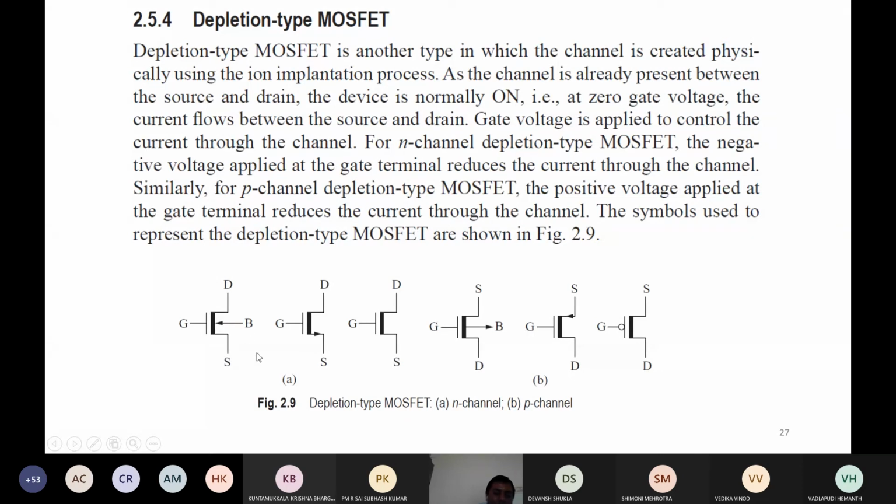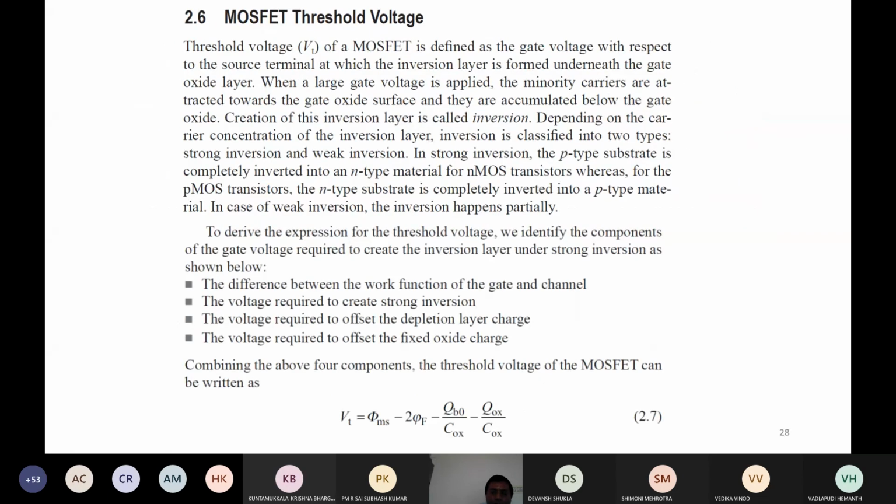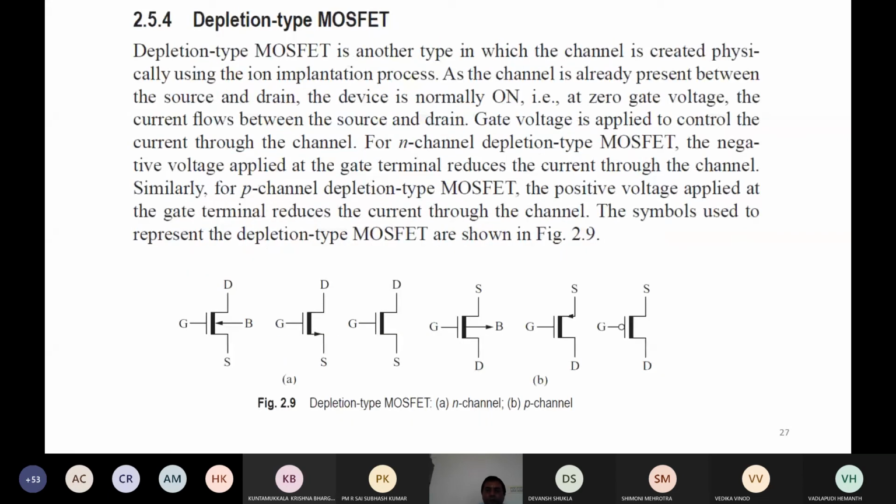So for the body n channel MOSFET in depletion mode, obviously the depletion mode MOSFET already has a channel present. Their symbols are similar, but here a very thick line is drawn, and very thick lines are drawn for P channel also. So these are the symbols of the depletion type MOSFET. But we are not going into much detail of this, because we are more interested in the enhancement mode MOSFET, and later on we will come to the threshold voltage calculation.